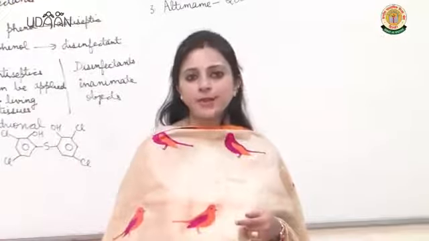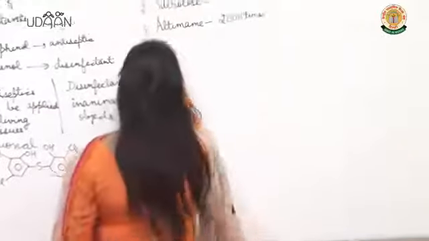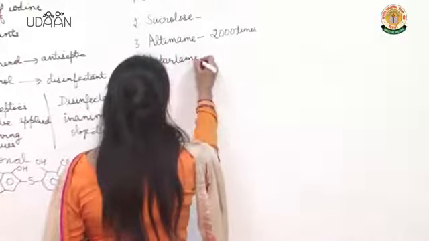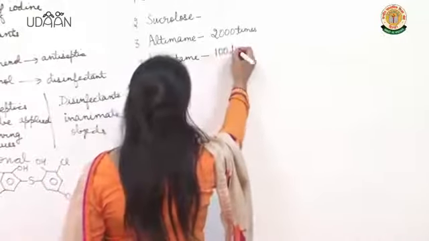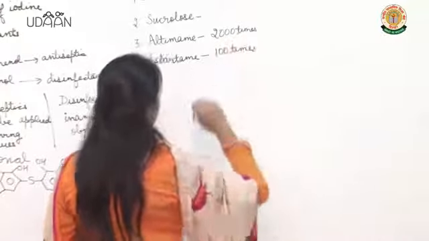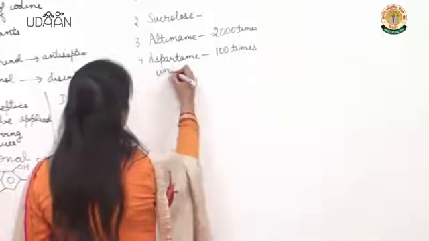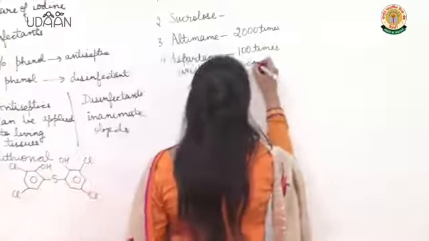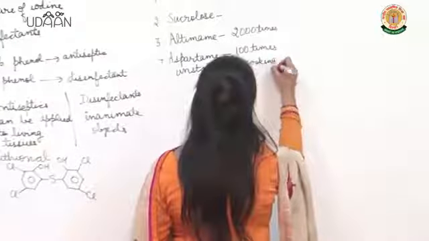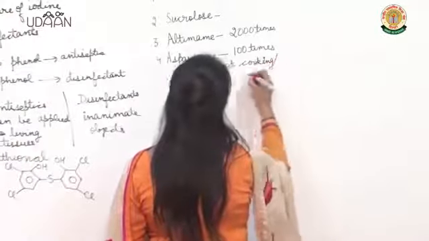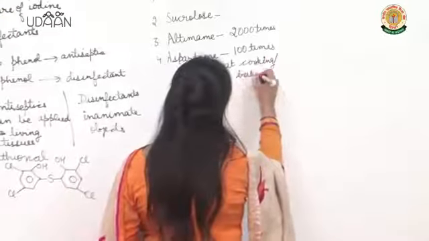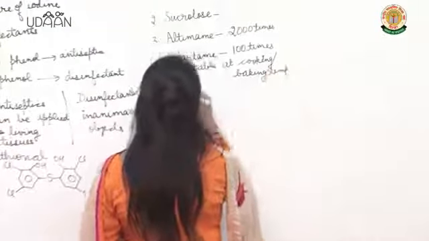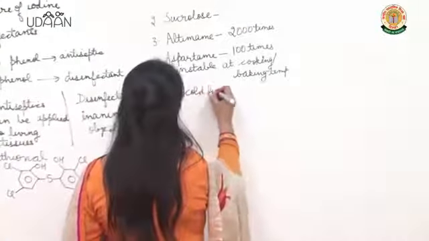Now aspartame is 100 times sweeter than sucrose and it is unstable at cooking temperature or baking temperature. So that means it can be only used in cold foods or cold drinks.